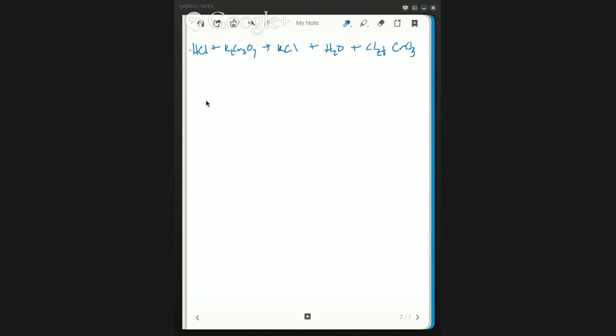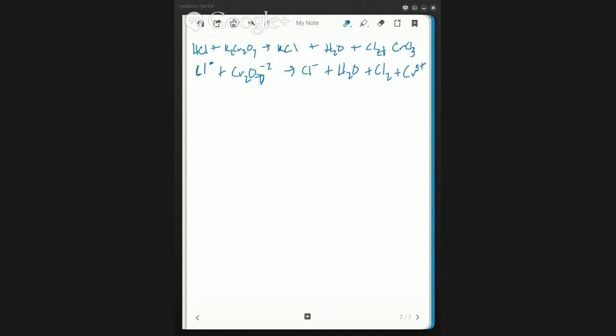So we have HCl, which we know is going to ionize, so we're going to end up with our Cl minus, plus our dichromate, Cr2O7 minus 2, which is going to produce, we have Cl minus coming from here, plus H2O, Cl, chlorine, and Cr3 plus.